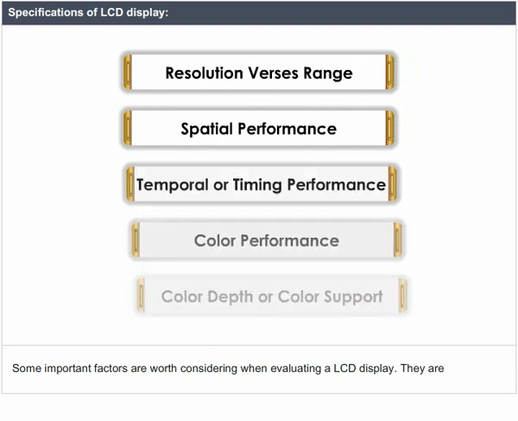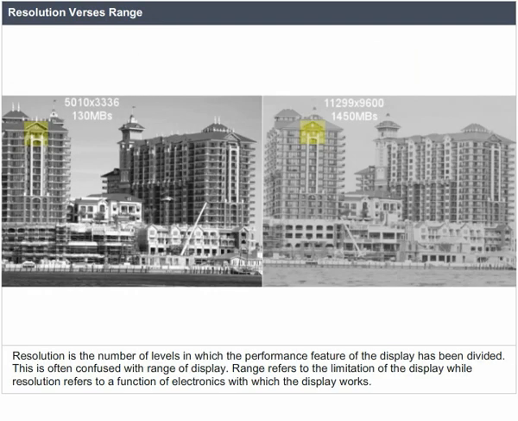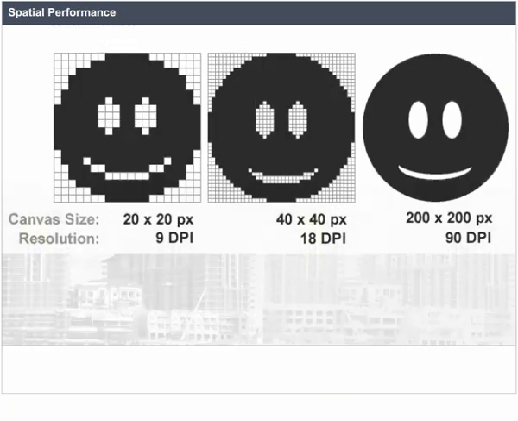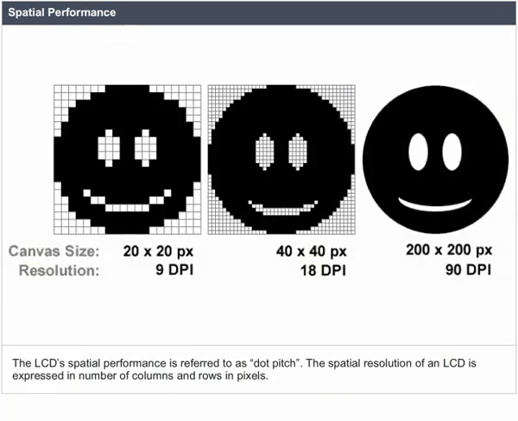Resolution versus range. Resolution is the number of levels in which the performance feature of the display has been divided. This is often confused with the range of display. Range refers to the limitations of the display, while resolution refers to the function of electronics with which the display works. Spatial performance. The LCD spatial performance is referred to as dot pitch. The spatial resolution of an LCD is expressed in number of columns and rows in pixels.